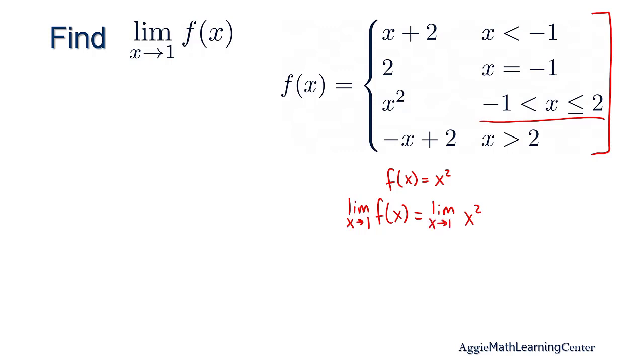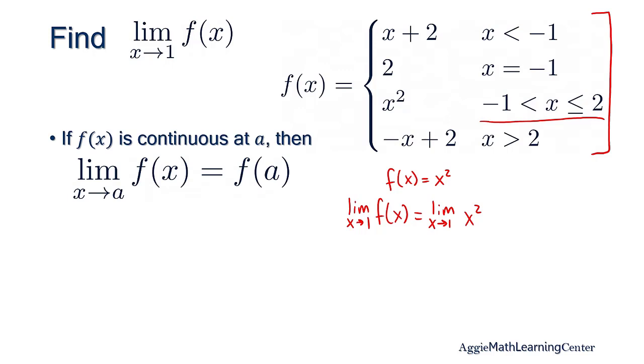Remember the definition of continuous functions? Because x squared is a polynomial, and all polynomials are continuous, we can apply the definition of continuousness, and know that the limit of x squared as x approaches 1 is equal to 1 squared, which in this case means the limit is equal to 1.